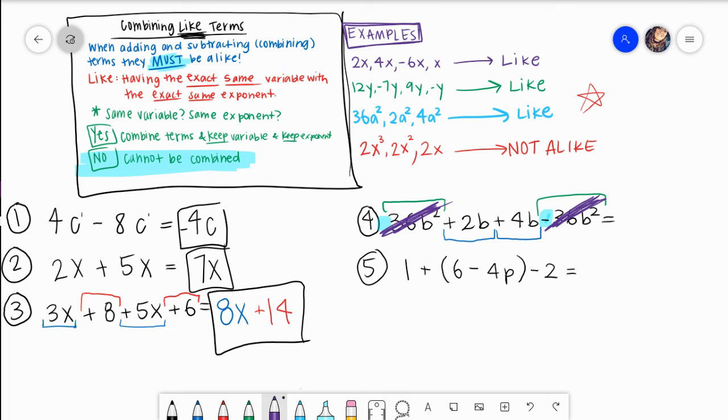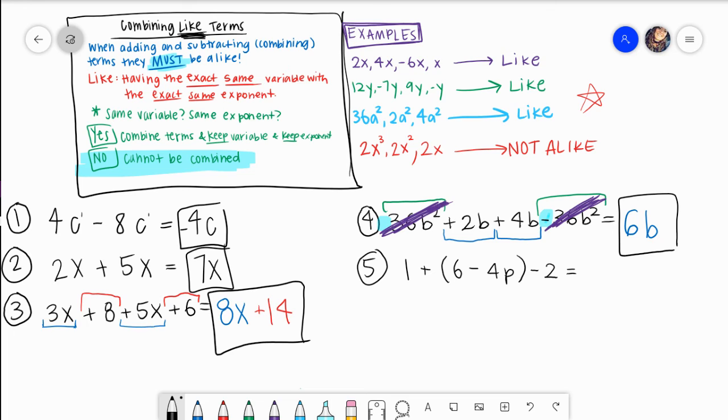So let's look at what's remaining. I have a 2b and a 4b. Those are both positive, which means you add and you keep the sign, that positive sign. And because I'm combining like variables, you keep the variable and keep the exponent. 6b is the final answer to that problem, not 6b plus 72b squared. Okay, do you see how those are completely different?